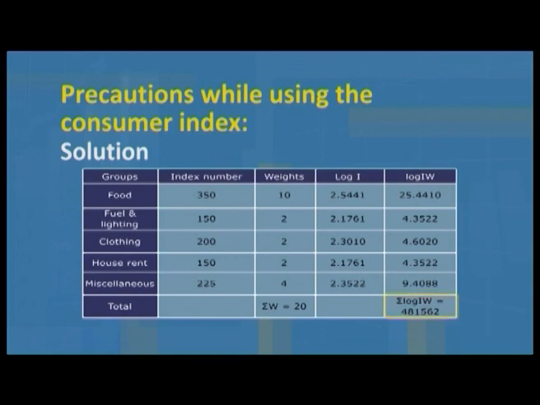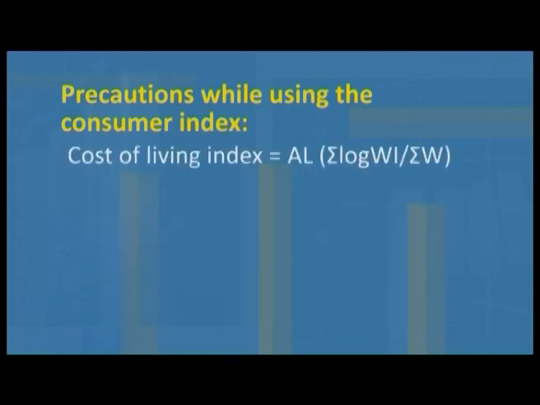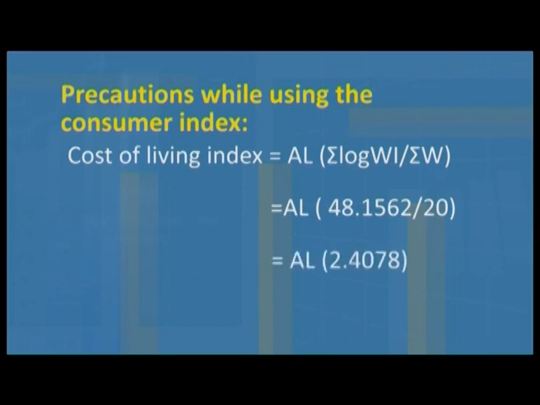The total of this column is equal to 48.1562. Let us calculate the cost of living index, which is equal to anti-log of summation log IW divided by summation W, which is equal to anti-log of 48.1562 divided by 20, which is equal to anti-log of 2.4078, which is equal to 225.8.